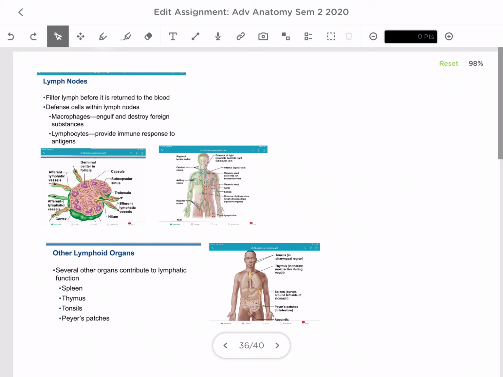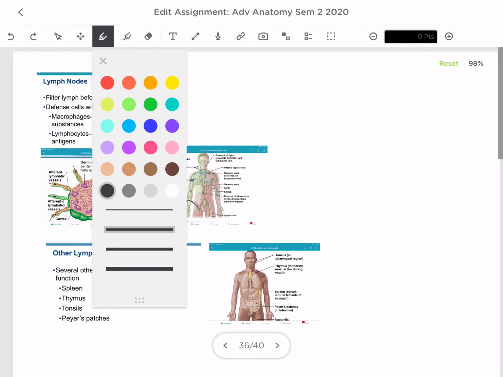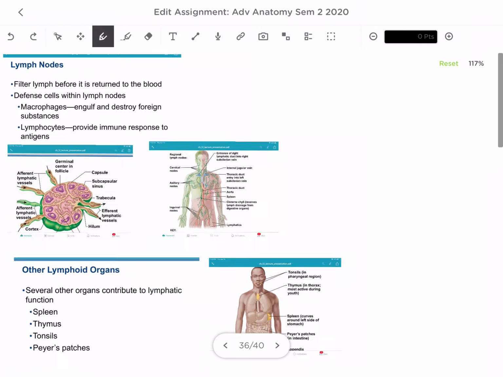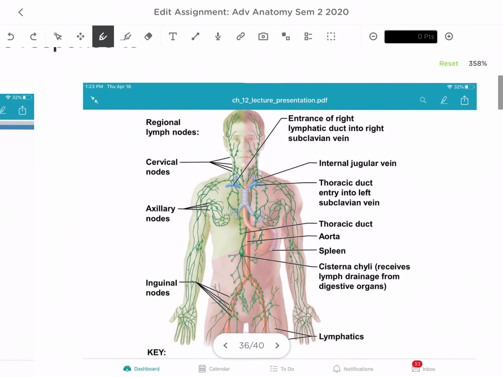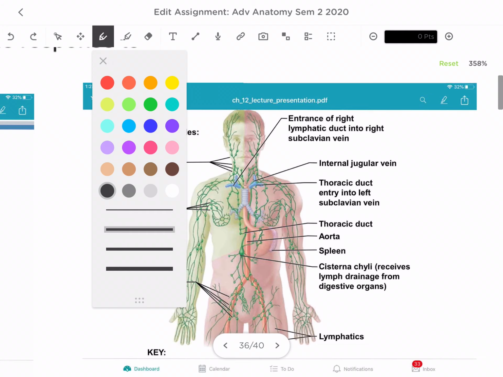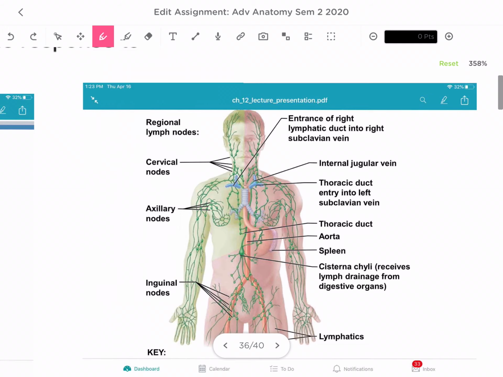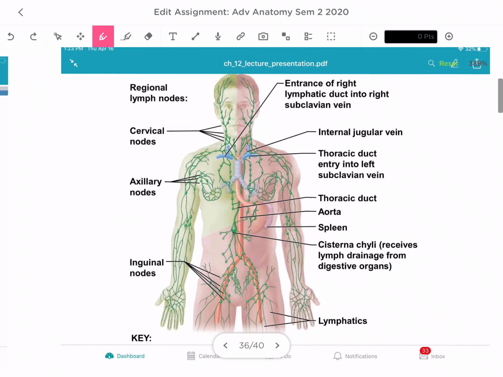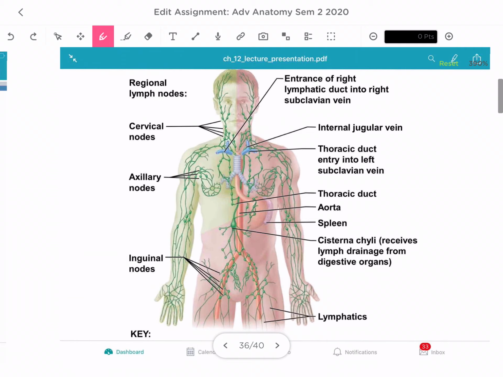Now, on the last video that we did over the lymphatic system, we were talking about lymphatic vessels, and you guys made really great lymphatic vessel models. I loved them. Super loved them. So, good job.